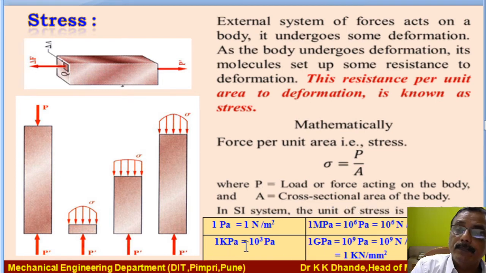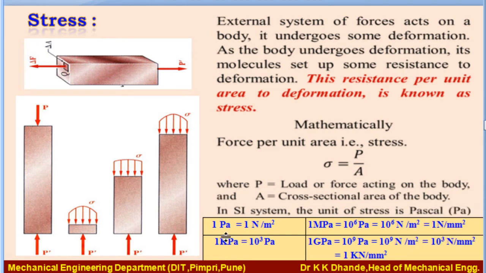In the SI system, the unit of stress is Pascal. 1 Pascal is equal to 1 Newton per meter square. 1 kilopascal is equal to 10 raised to 3 Pascal, means 1000 Pascal is equal to 1 kilopascal. 1 megapascal is equal to 10 raised to 6 Pascal, which is 10 raised to 6 Newton per meter square, equal to 1 Newton per mm square. It means 1 megapascal is equal to 1 Newton per mm square.